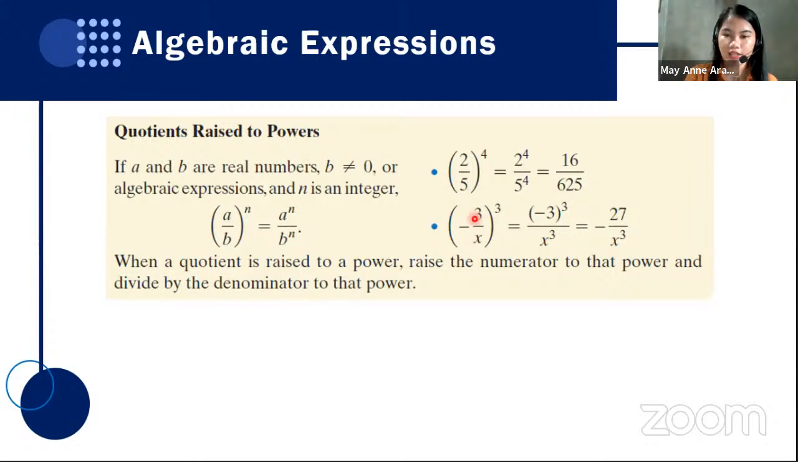So, gagawin nyo lang dyan. So, you just put this negative sign here dun sa numerator. So, you have negative 3 cube, that is negative 27. Then just also distribute the power to the denominator, to the variable, the denominator. So you have x cubed. Now the final answer is negative 27 over x cubed.